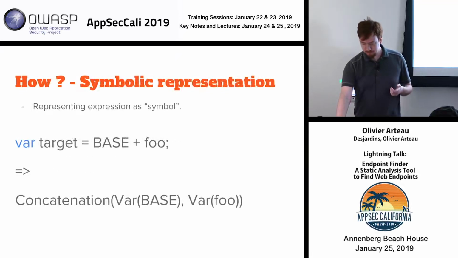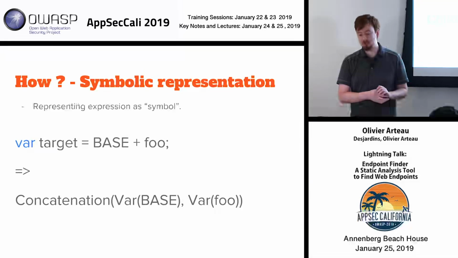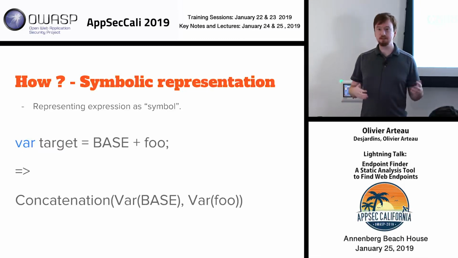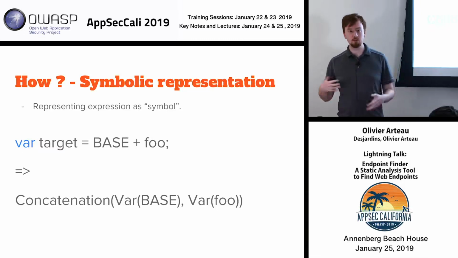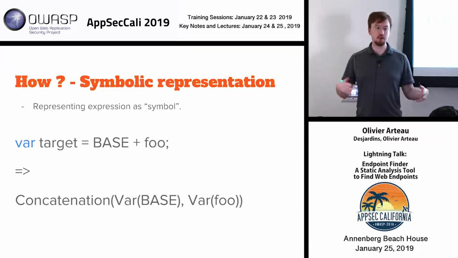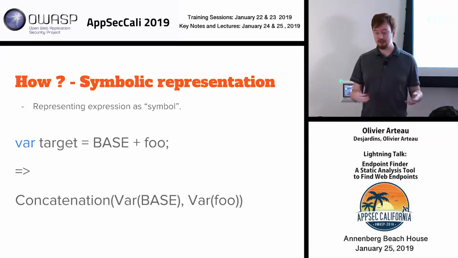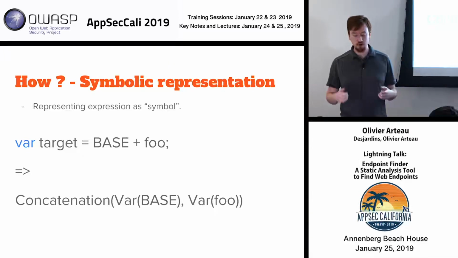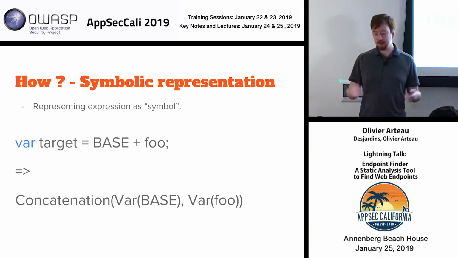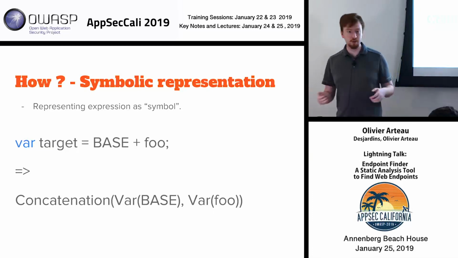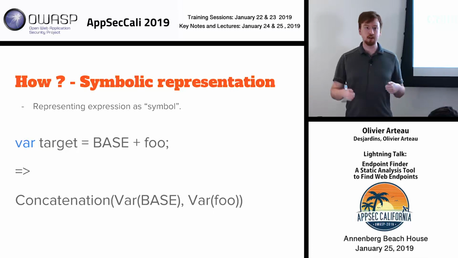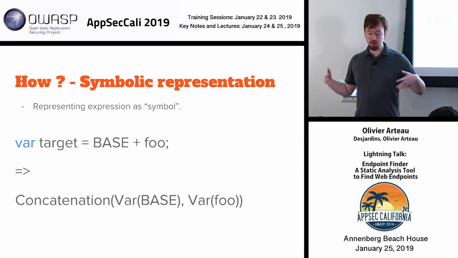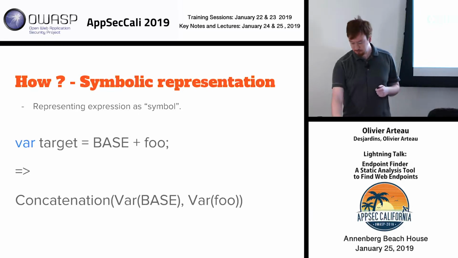So first of all, I'm going to talk a bit about what it means to do some symbolic representation. Symbolic representation basically means that instead of dealing with actual values, we're going to represent variables as symbols. So if we don't know exactly, for example, in this case, the value that base and foo hold, we're simply going to represent the value of target as a concatenation of two variables. And eventually, if we can concretize the value and replace those values afterwards, we're going to use this symbolic representation.